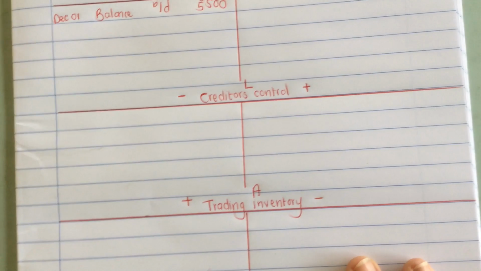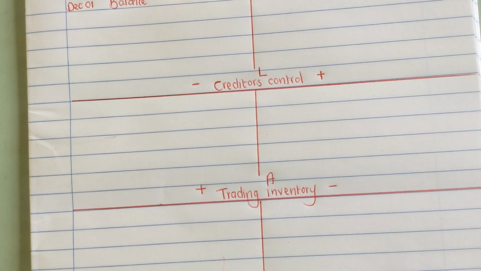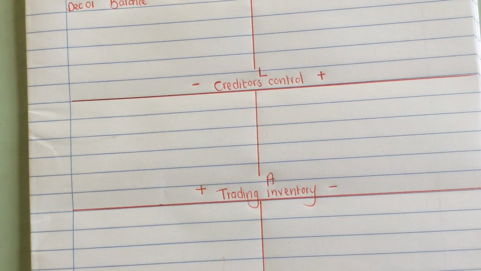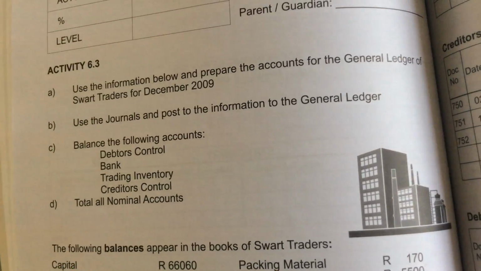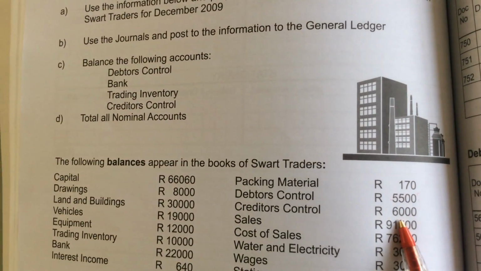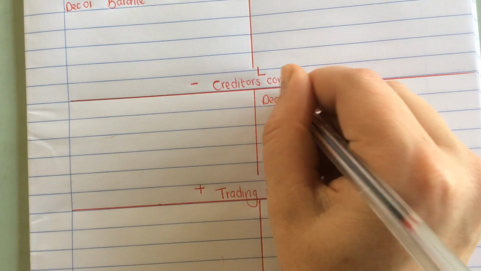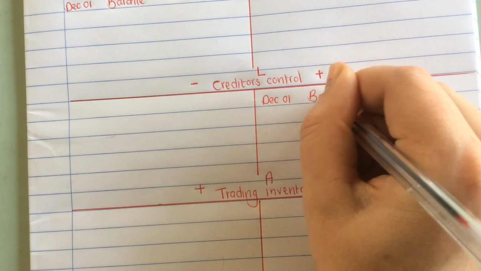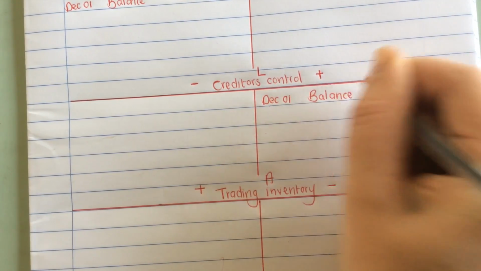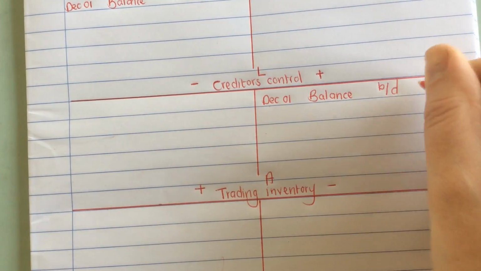Okay, creditors are liabilities. What side would the balance for a liability sit on? Okay, because it's click, so on that credit side. Your creditors control amount is 6,000, so go to your credit side and you write December the 1st. What section would this account be in? Okay, so we write balance brought down 6,000.